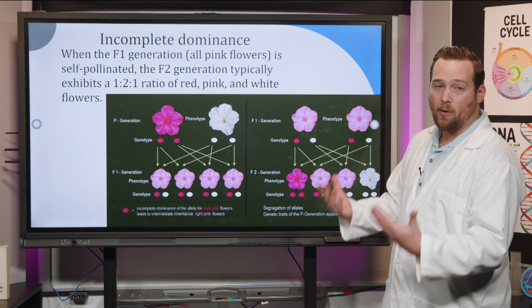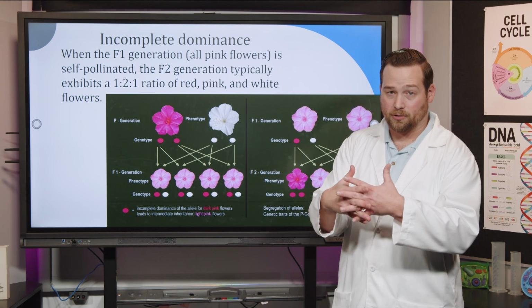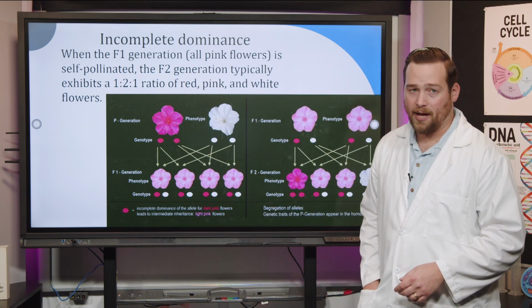Okay, to me, what I want you to remember: incomplete is a mix. We're mixing the colors together. Mix has the letter I in it, incomplete has the letter I in it.